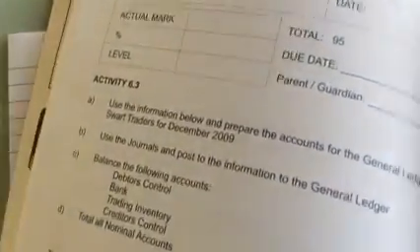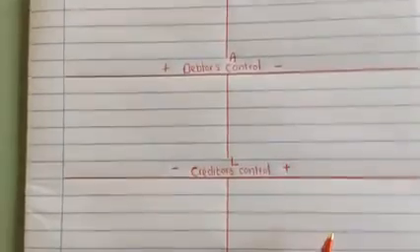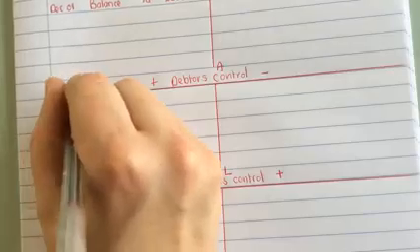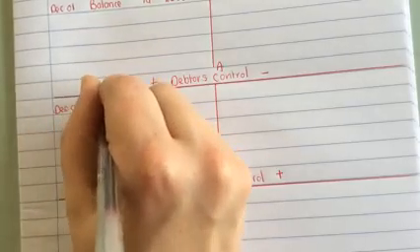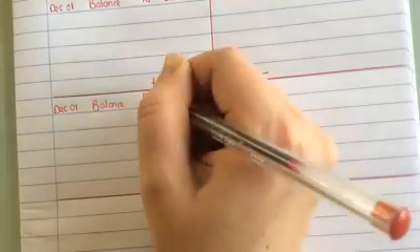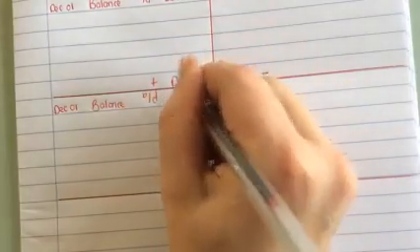Okay, so it was given, so just go to debtors control. Debtors control is an asset, it falls in the balance sheet section, so you're going to write December the 1st, balance brought down, and the amount there is 5,500.